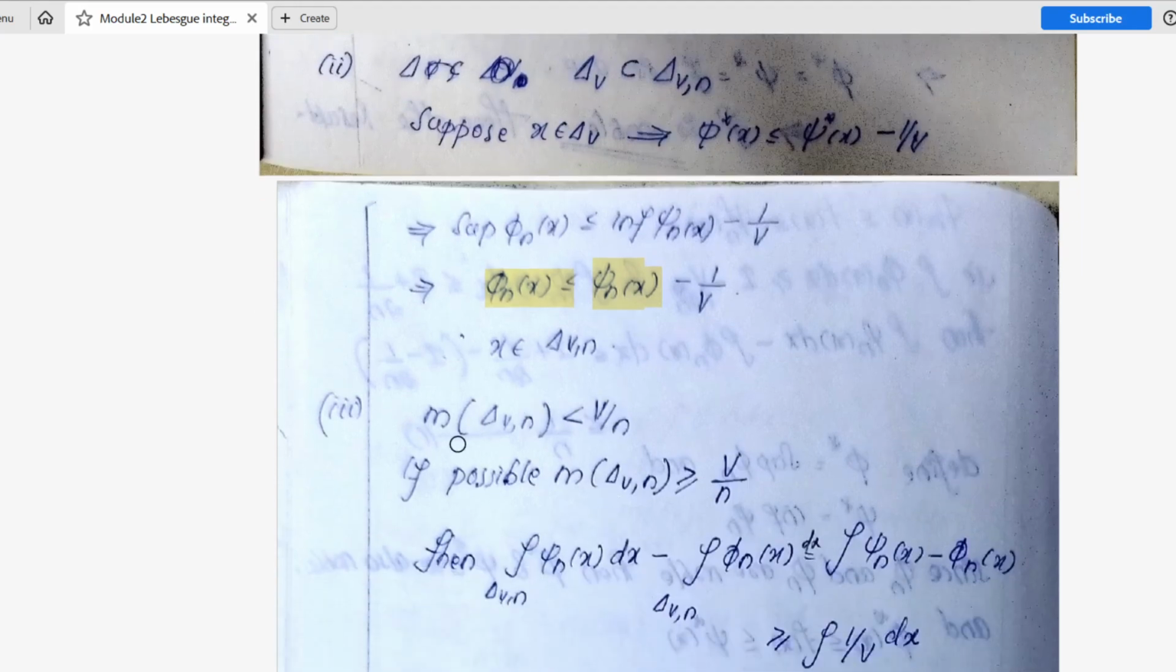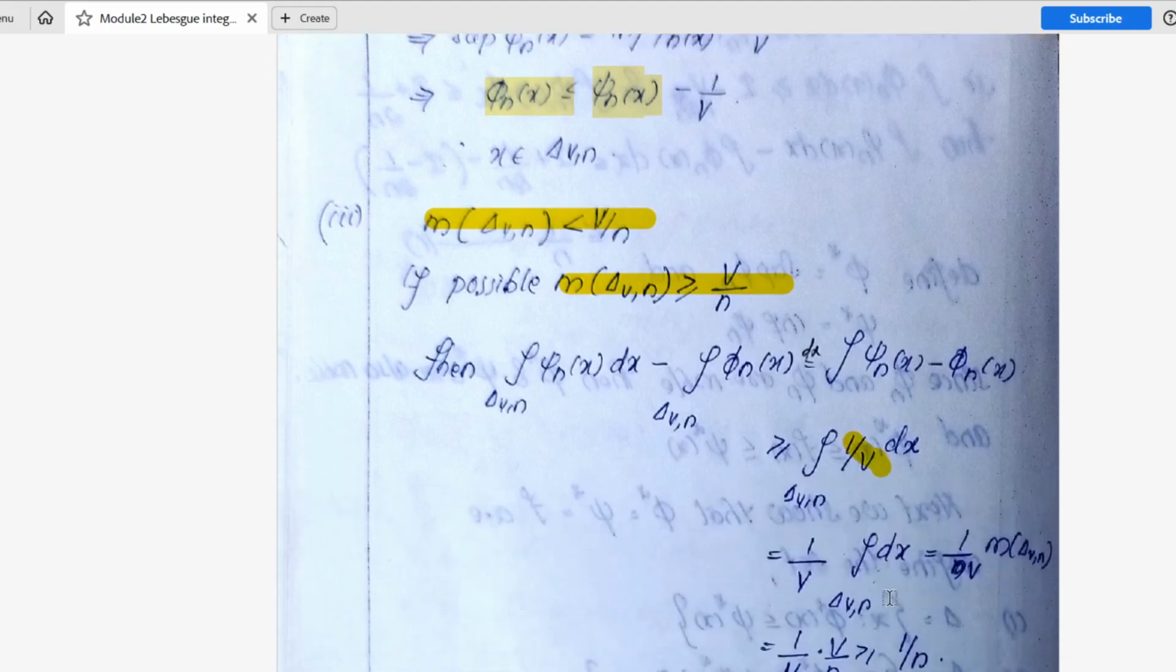Now we are going to show that the measure of delta v comma n is less than v by n. Suppose the measure of delta v comma n is greater than or equal to v by n. Then the integral over delta v comma n of psi n of x minus phi n of x dx is greater than or equal to 1 by v, since psi n minus phi n is greater than or equal to 1 by v, right?